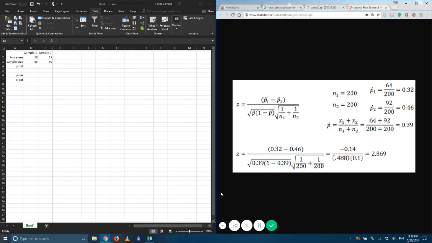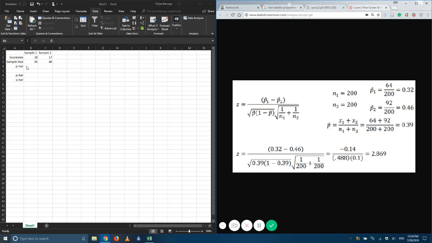Okay, so I got my data loaded in here, and unfortunately there's no easy way to do it, so we're going to be using this formula right here. Okay, so I've got the number of successes for each of my samples, and each of the sample sizes. In order to use this formula, we're going to have to do a little setup work.